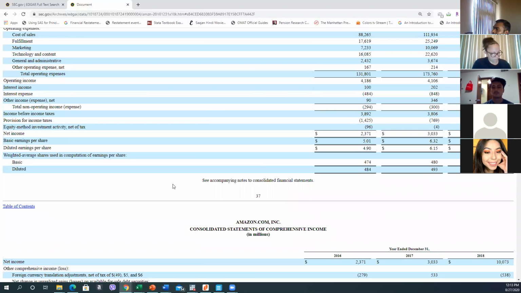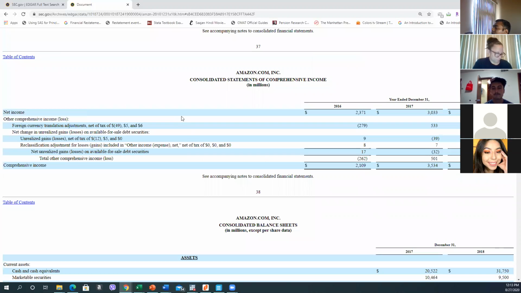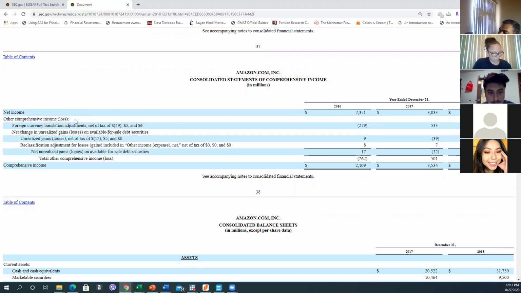So finally, they have this one, the consolidated statement of comprehensive income. The comprehensive income statement starts with the net income and then adjusts for the other comprehensive income. See, other comprehensive income or loss, foreign currency translation adjustments, net change in unrealized gains, reclassification adjustments for losses or gains. Okay, net unrealized gains. So total other comprehensive income, and finally comprehensive income. This is how they are reported.